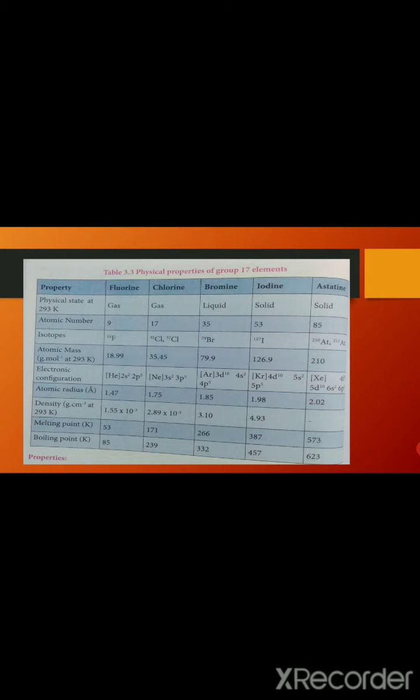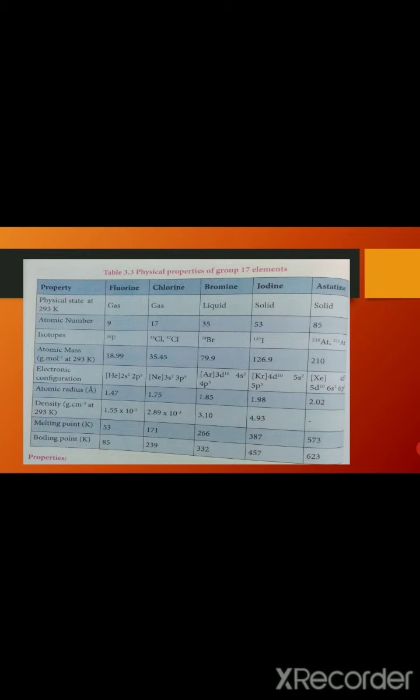Then some of the isotopes of the compounds are given, especially chlorine. In 11th standard we have seen it has mass number 35 and mass number 37. Like that, for astatine you have 210 and 211. So these are all the isotopes they have given, and the remaining atomic mass, electronic configuration.